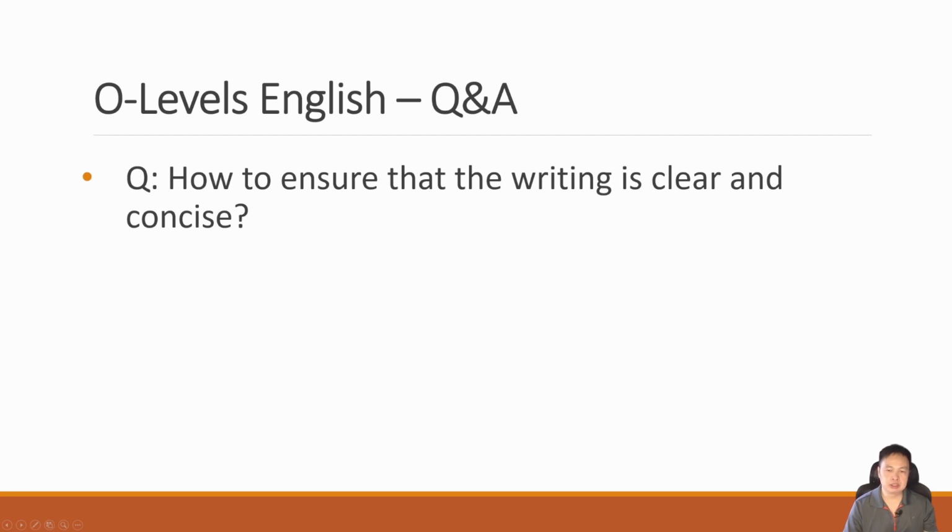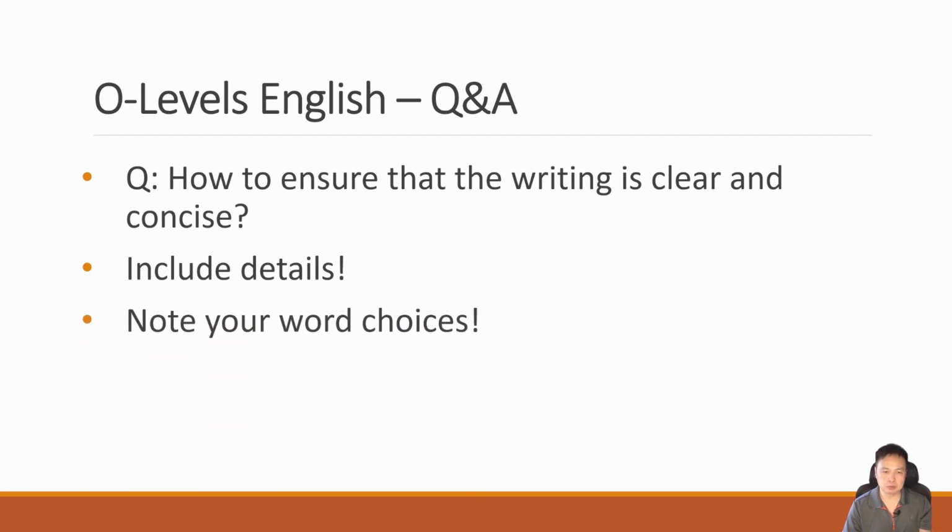How do I ensure that the writing is clear and concise? Now, a lot of times this has to do with the details. So students tend to be a little bit lazy and they don't want to put in the details, right? Especially, let's say you're writing situational writing to propose how you're going to organize an event, right? So definitely a lot of details are needed in terms of the logistics, right? But if you're lazy about it, you don't want to include the details, your writing becomes vague, and therefore you'll lose marks for the language component.